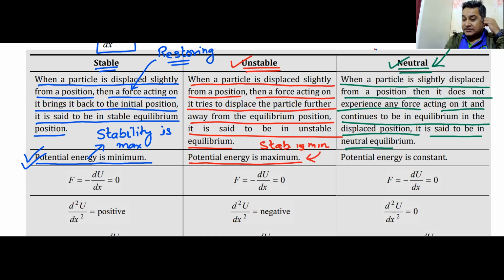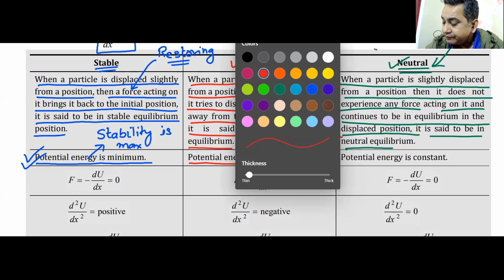Energy is maximum, but stability is minimum. As long as you are there, you are there. If someone displaces you, you will just fall down. Stability is minimum when energy is maximum. Stability is maximum when energy is minimum.